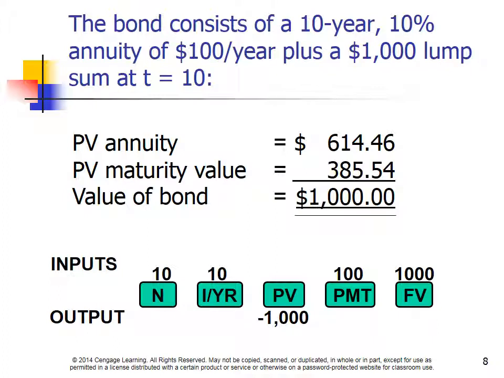So the value of the bond is going to be two parts: the present value of a lump sum of $1,000 for 10 years, and the present value of that annuity. You can use a financial calculator to find the solution easily. Use 10 for N and 10 for I, and the present value is negative $1,000. The payment is $100, and the future value is $1,000.